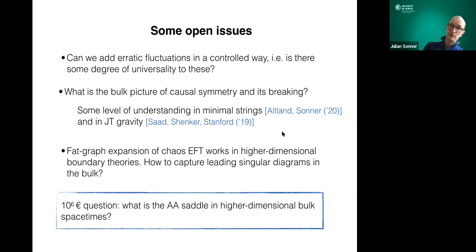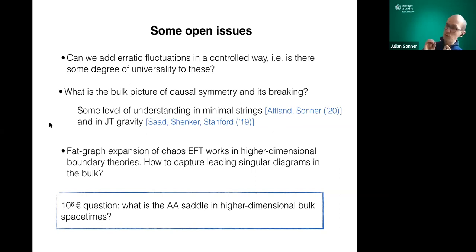We have some level of understanding in minimal string theory. This is like a two-dimensional formulation of quantum gravity, basically based on Liouville and minimal models. Let me really not get into the details. If that interests you, that's in our paper. And of course, there is this wonderful work on JT gravity by the Stanford group, which also gives some of the ingredients. But it's very difficult to say, in a very nice geometric picture, a metric picture, what is this Andreev-Altshuler saddle? So we have some understanding in minimal strings. There is some speculative understanding in this JT paper, but I wouldn't say that either of these really have a very clear picture.